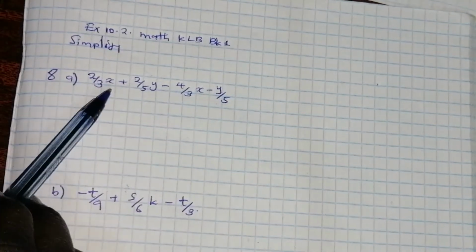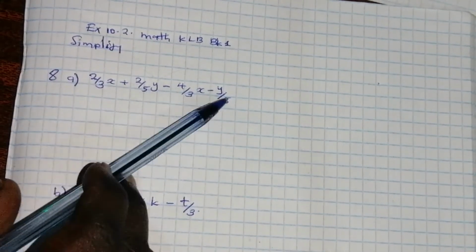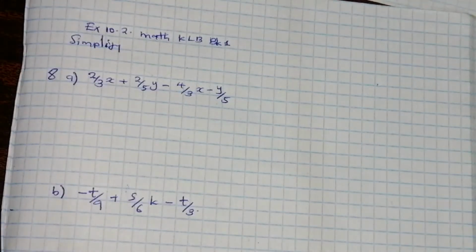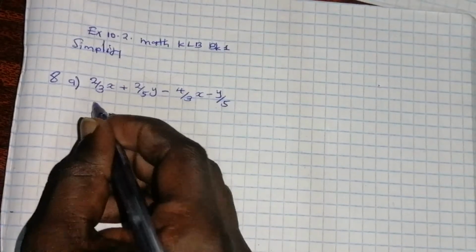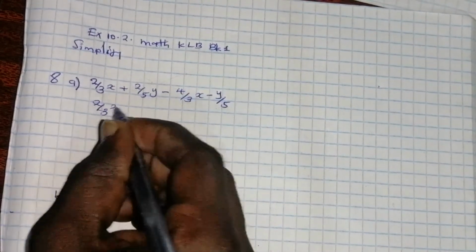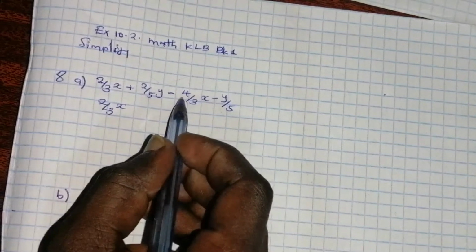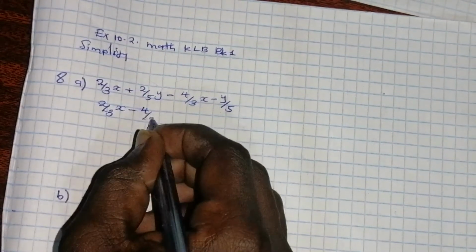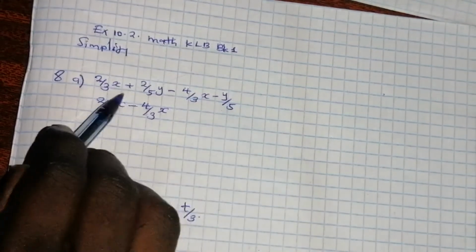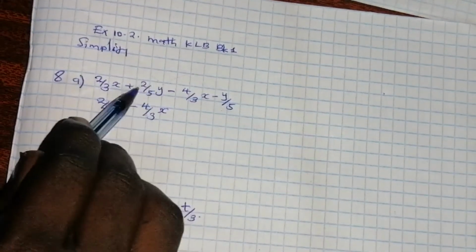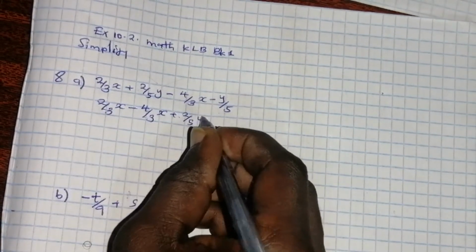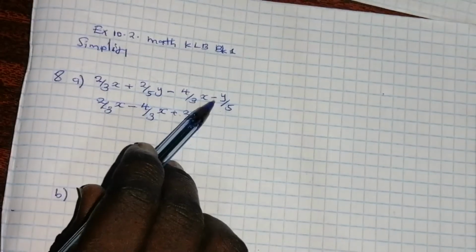So I have the x and the x, y and y. So I collect x separately and y separately and join them with a sign. Now in the first one I have 2 all over 3x, then I take this one with its sign, minus 4 all over 3x, then I take 2 over 5y with the sign plus, 2 all over 5y, then I take this other one.